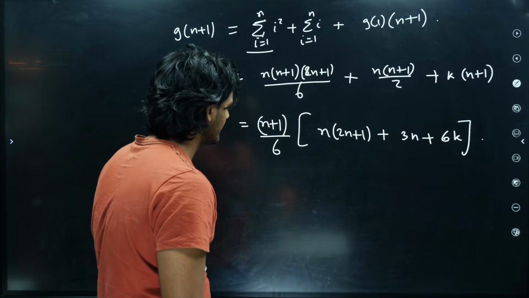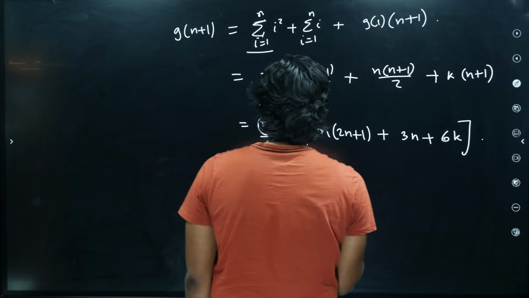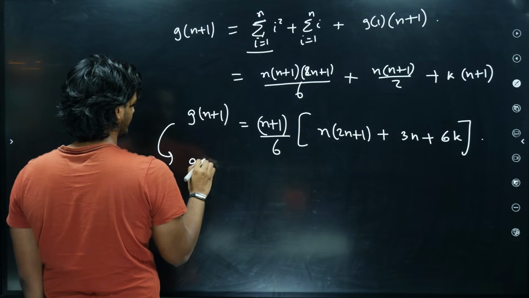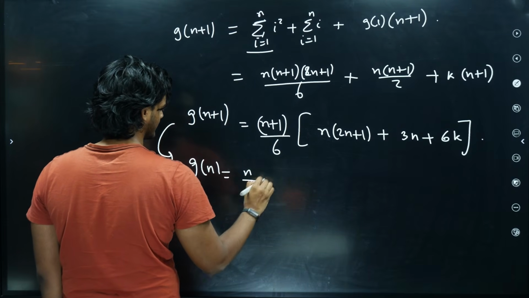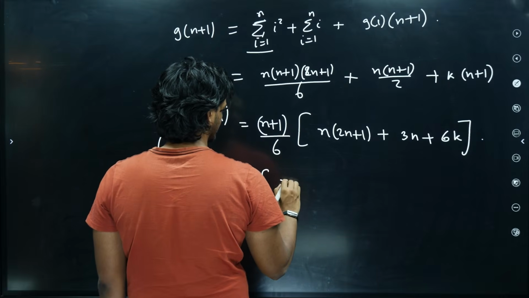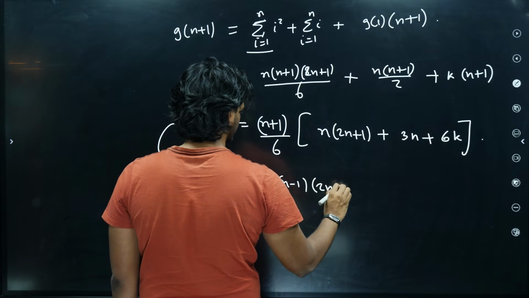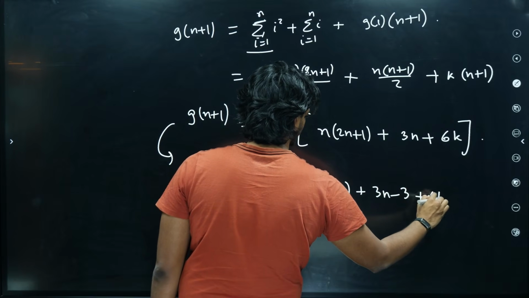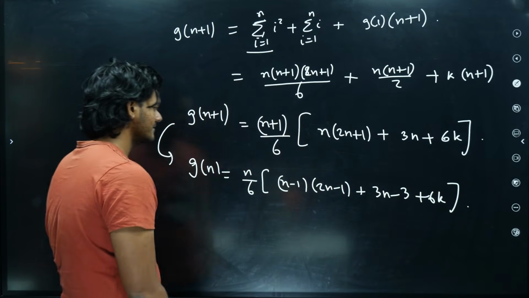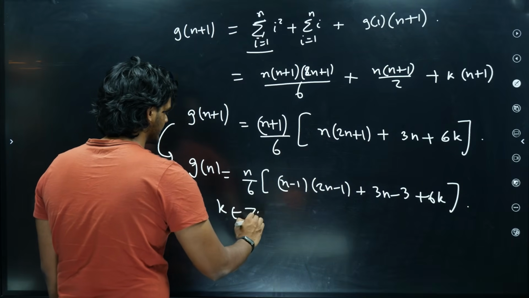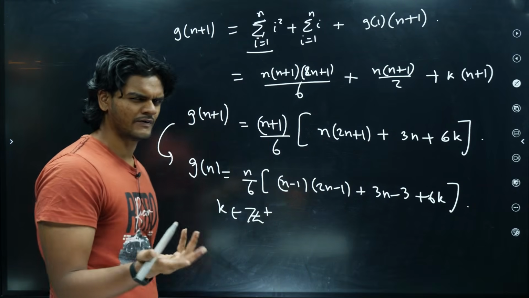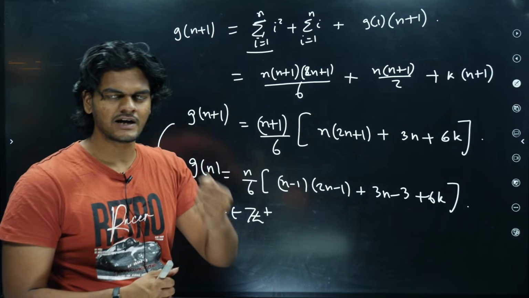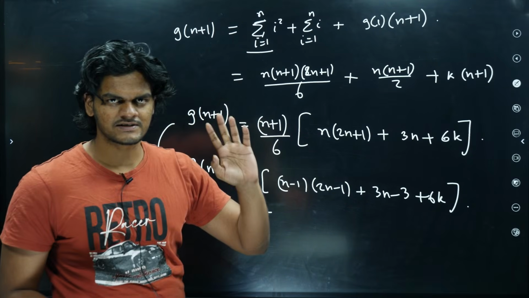Right? And this is a quadratic. So this is g of n plus 1. I can just replace it with g of n. That will be n by 6 into (n minus 1) into (2n minus 1) plus 3n minus 3, plus 6k nonetheless. Right? Where k belongs to some Z plus, so it can be anything. So for every g of 1, the initial point, whatever you get, based on that you will get a specific g of n.